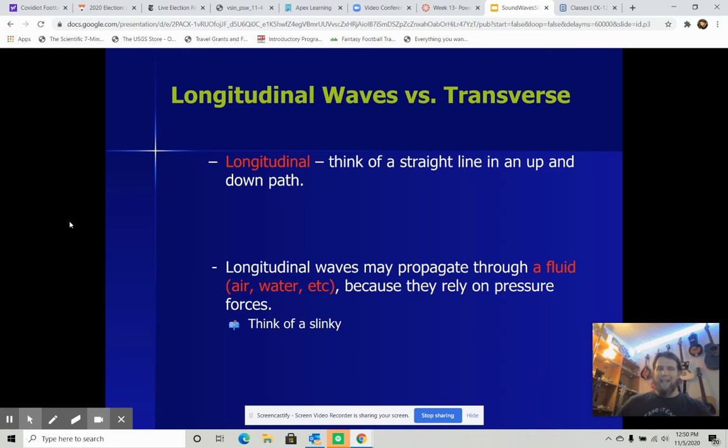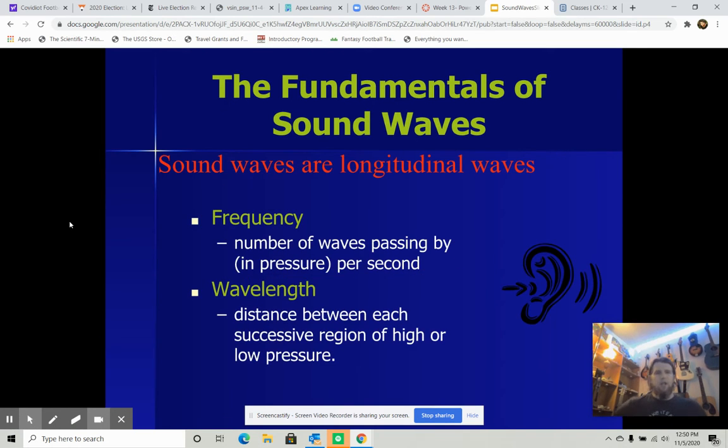If you think of a slinky or an accordion, it's the same way. If you make a compressional motion at one end of that slinky, it'll propagate all the way through the slinky. And you want to think of sound waves in a similar fashion. So just a couple of the fundamentals of sound waves.